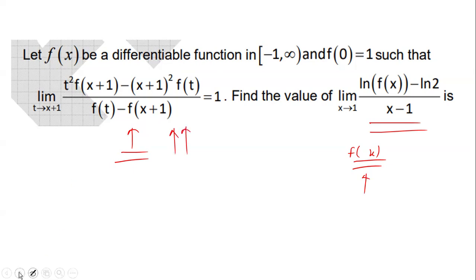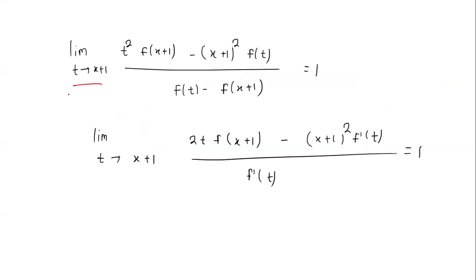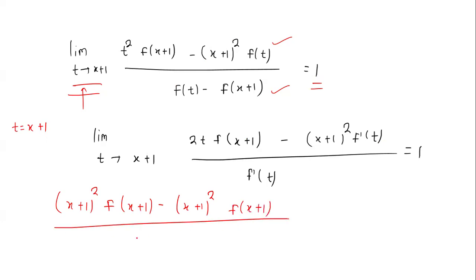So I write that limit here. Limit t tending to x plus 1, this is the numerator, this is the denominator, and this is equal to 1. Now if you put t is equal to x plus 1 in the numerator and the denominator, you can easily see that it will come like x plus 1 whole square f of x plus 1 minus x plus 1 whole square f of x plus 1, and in the denominator we have f of x plus 1 minus f of x plus 1. So you can easily see that it is 0 by 0 form, so it is an indeterminate form.